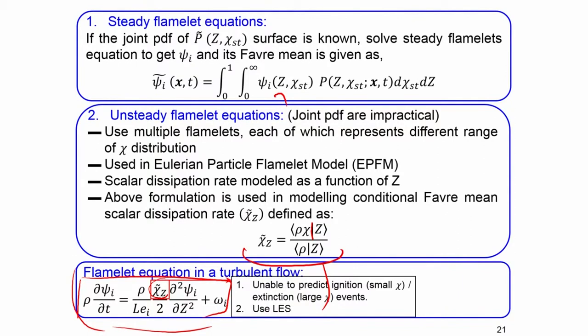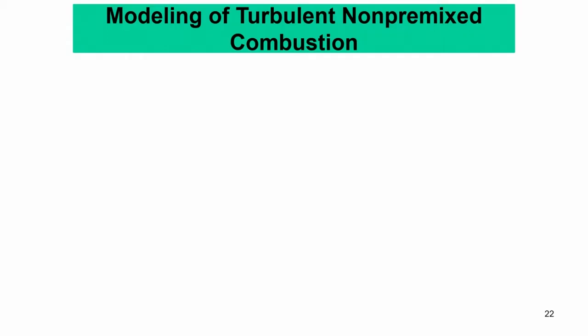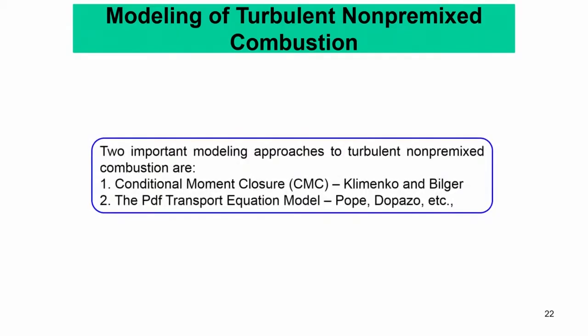Okay. Now, of course, there is trouble at points which involve large departure from the mean, the chi Z values, where we encounter small Z as well as large chi events. That is, when chi is very large, you go to extinction. Okay. So then one has to use larger simulations for that. So that is one thing one has to keep in mind. So next we go into two advanced concepts of modeling turbulent non-premixed combustion, and this we'll just skim through.